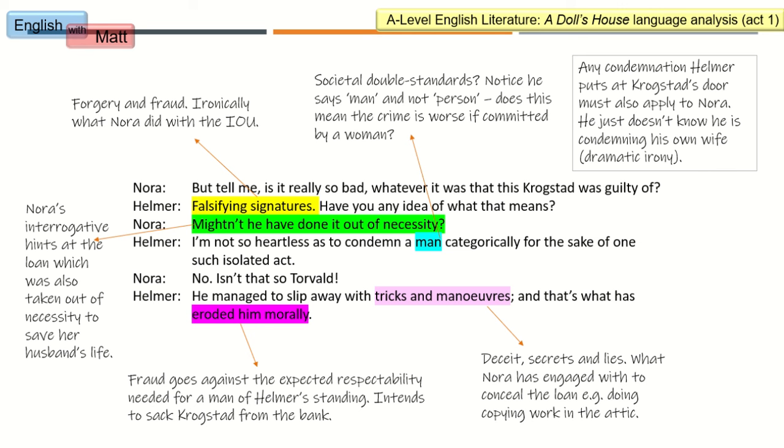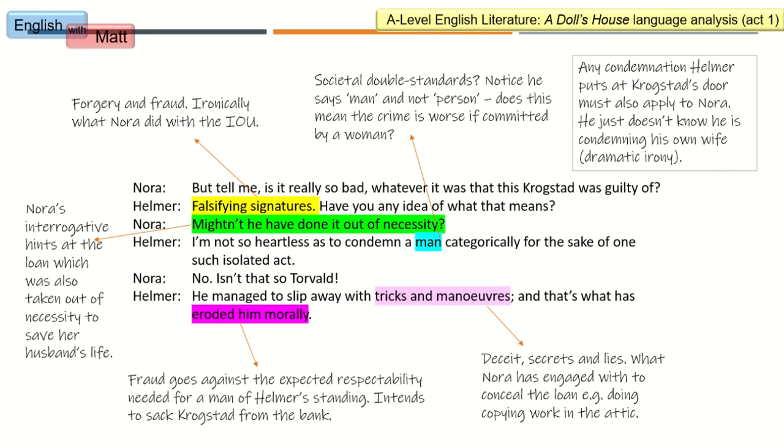And of course, why she's asking this interrogative, mightn't he have done it out of necessity, referring to Krogstad, because she's trying to work out from him what would happen if she came clean to him about the fraud that she's also done by signing the IOU with her father's signature something like 3 days after he died. So she's trying to work out what would happen to her and if doing it out of necessity would mitigate the crime at all. The problem is, of course, is that Halma uses that noun man, suggesting there's a degree of societal double standards here, that despite him being a lawyer, that the idea that a man would be maybe treated differently to a woman.